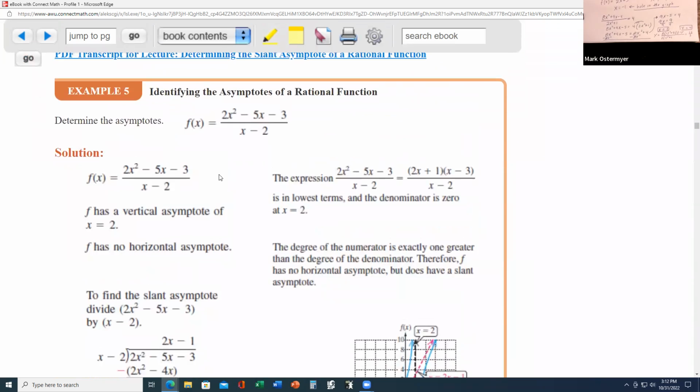Here's another one, ladies and gentlemen, that you might want to take time to look at. Here's a rational function in example 5, the numerator degree of which is 2, the denominator degree is 1. Because the numerator degree is 1 larger than the denominator degree, this rational function would have a slant asymptote. It also possesses a vertical asymptote at x equals 2. How do I know I have a vertical asymptote at x equals 2 and I don't have a hole in my graph? Can anybody explain that to us? How do I know at x equals 2 I have a vertical asymptote and not a hole in my graph?